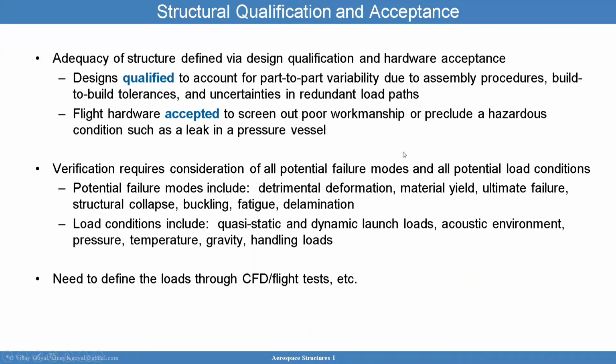So taking that load, which is defined statistically, when you qualify the design, you're going to increase the load from that statistical value to say 1.25 times that load. And the 1.25 represents the factor of safety, which accounts for this part-to-part variability, accounts for these build-to-build variances, and accounts for any uncertainties in load paths. Secondly, the factor could be 1.4. So 1.25 for unmanned, for space vehicles that do not have humans, and 1.4 factor for human space flight.